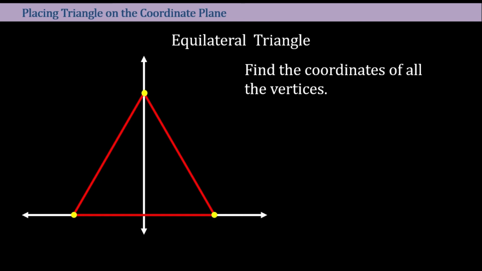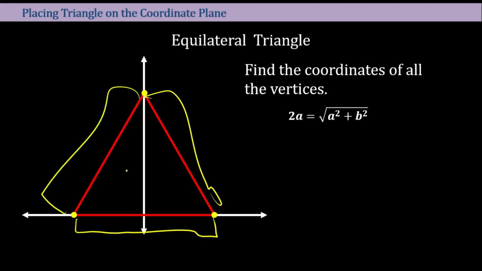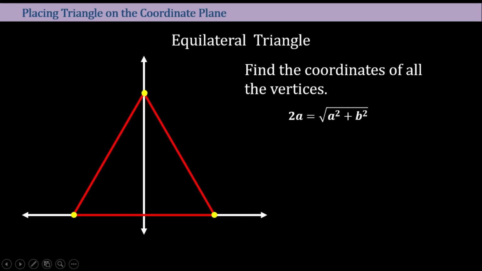Next is the equilateral triangle. The equilateral triangle is a triangle that has three equal sides. Since we're dealing with a Cartesian plane here, we need to make some statement or assumption first. We need to state that 2a will be equal to the square root of a squared plus b squared. Because it will be hard for us to prove that this one will be equal to this one and this one. That's why we need to make this assumption.